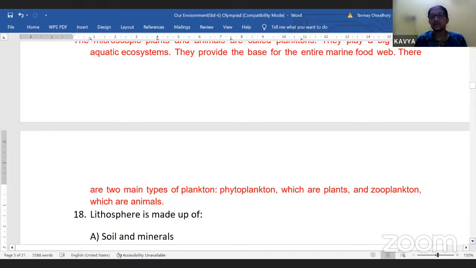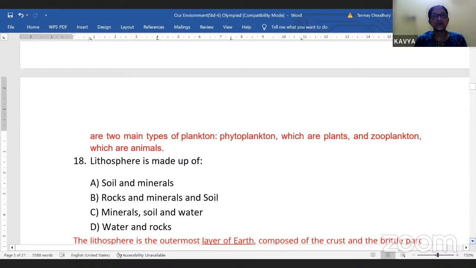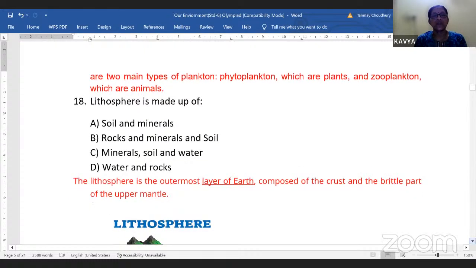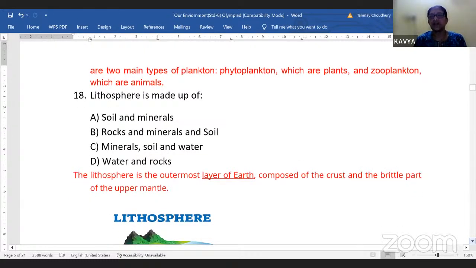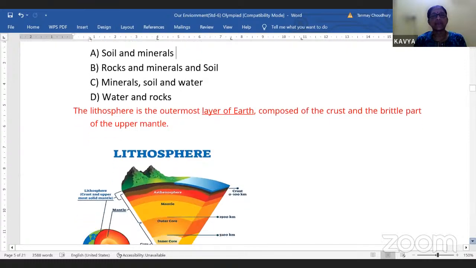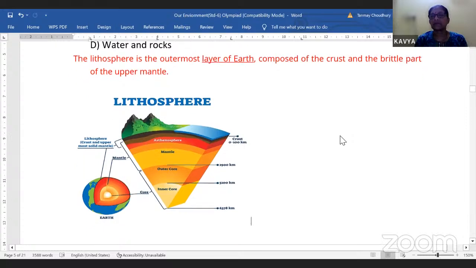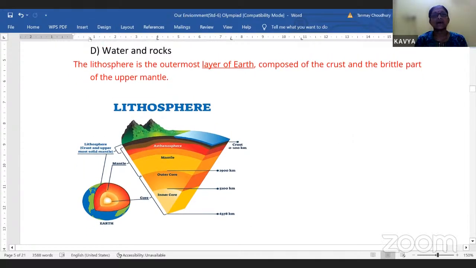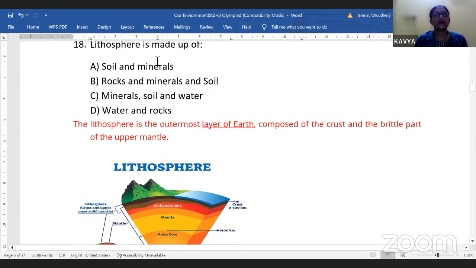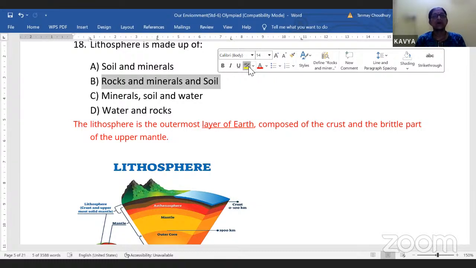Next, lithosphere. I hope you remember I had shown you the picture of the lithosphere. What is it made up of? It is the outermost layer of the earth, and I will show it to you again. Here, this is the lithosphere, the outermost part: the crust and part of the asthenosphere. So it will be made up of soil and minerals, but also rocks. So rocks, soil, and minerals will be the answer for lithosphere.